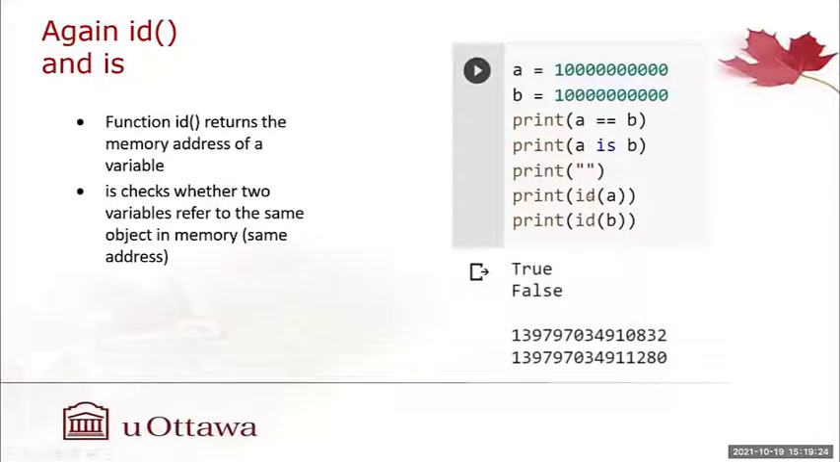Now, if I print the id of A, as you can see, this is the memory location at which the value of A is stored. And the value of B will be different. That's why when I did A is B, it gives me false.